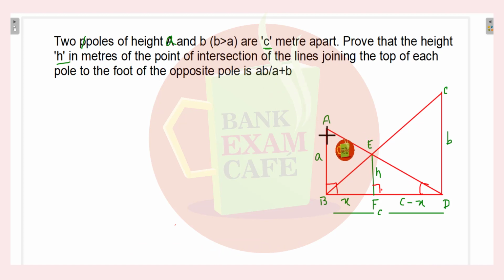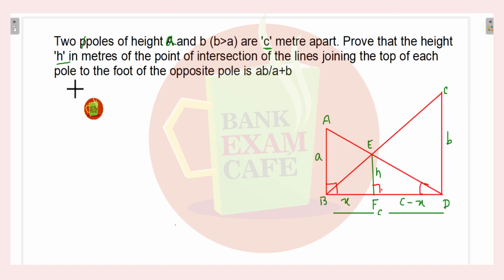Now friends, first we will take triangle ABD and triangle EFD. We will first show that these two triangles are similar. Here you will see that angle B and angle F are each 90 degrees and therefore equal, and angle D is common to both the triangles. Therefore by AA criteria these two triangles are similar.